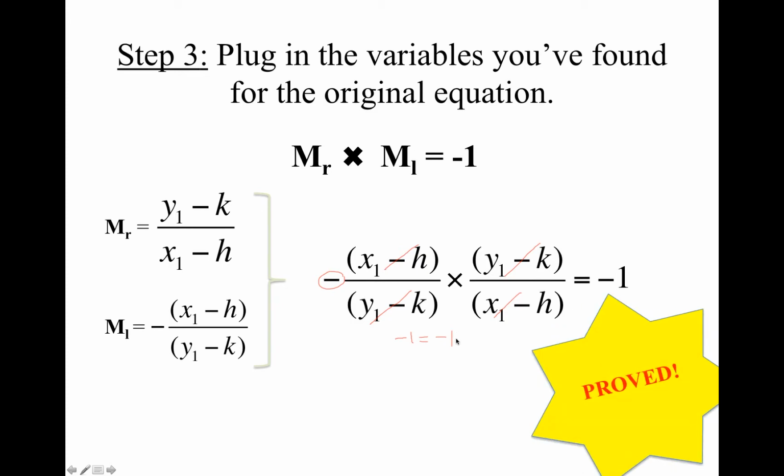So we have proven that any tangent line to a circle at a certain point is perpendicular to the radius of that circle.